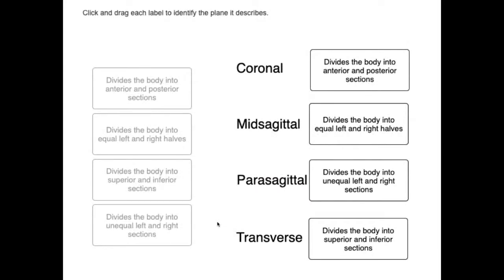Here, this was like a drag and drop where you see coronal, mid-sagittal, parasagittal, and transverse, and it was just kind of dragging the terms to the appropriate definition. So if we're looking at dividing the body into an anterior and posterior section, that's coronal or frontal. When you're looking at dividing the body into equal left and right half, that's mid-sagittal. If it's dividing the body into an unequal left and right half, those are parasagittal. And if it's dividing the body into a superior and an inferior part, right, dividing the body in half, top and bottom, bird's eye view, that's the transverse.